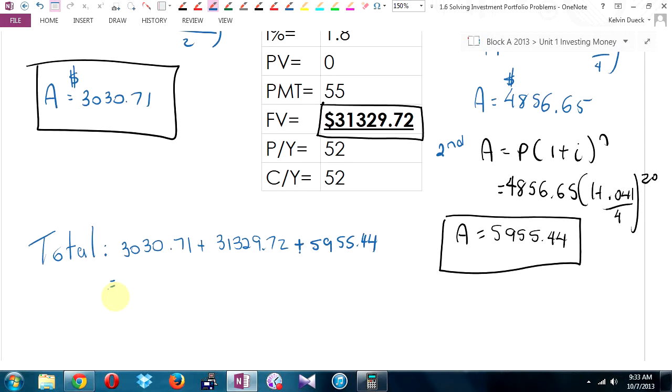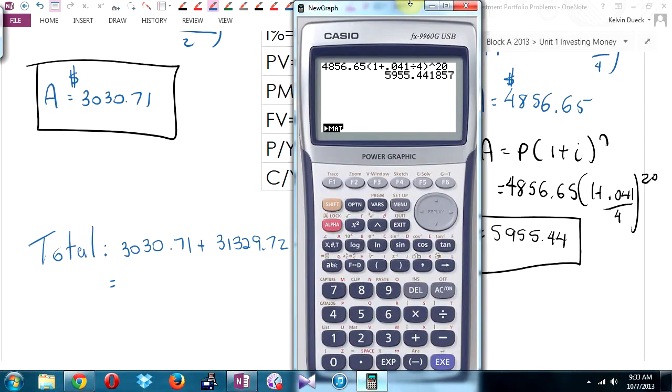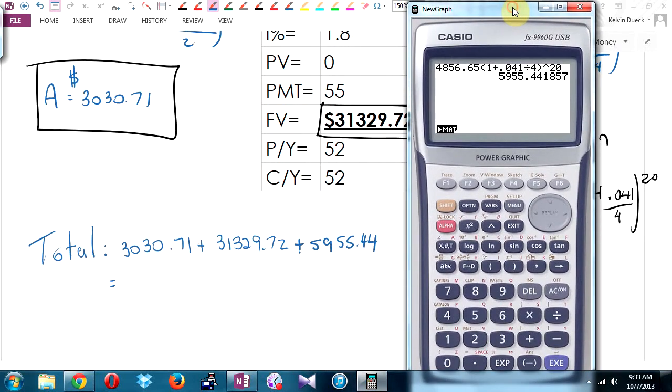So far, so good. What's the total amount that we end up having saved? 3030.71 plus 31329.72 plus 5955.44. Did I type this in right? No, I missed a 0 there. That should be a 1.